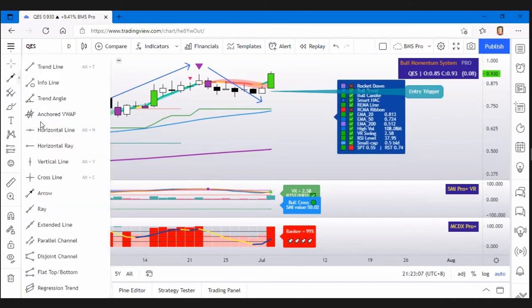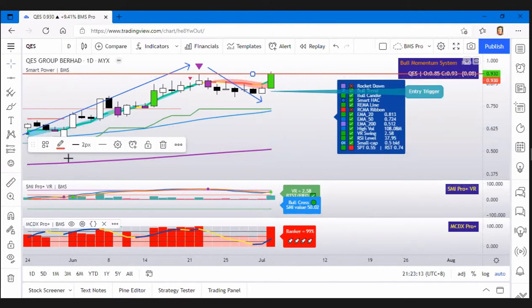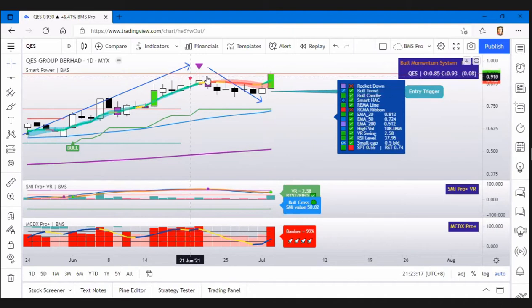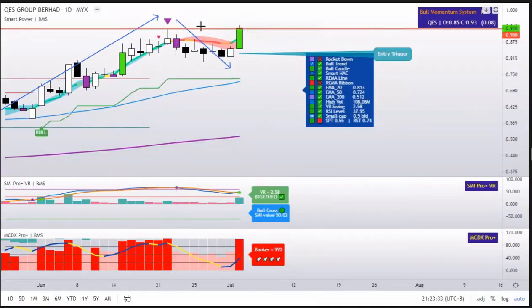You can draw a line here. Now it's not really a breakout yet. This line is a resistance here. The candle is just touching this line, 930, touching this previous high, trying to retest this area to see whether it can break out or not.